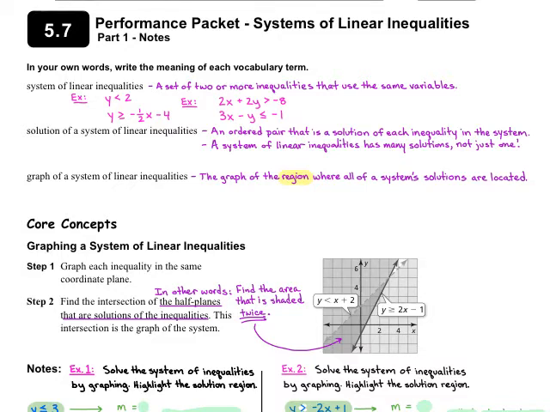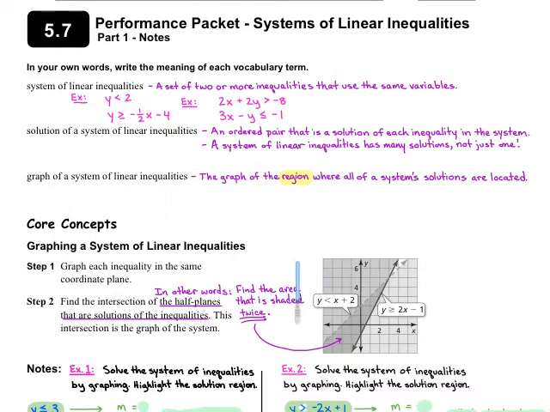Okay, so the other two definitions, a solution, we know what a solution is. It makes the inequality true. Remember, we're talking about a solution to a system, so it can't just be a solution to one of the inequalities. It has to be a solution to each inequality in the system. Now, we're typically going to just look at systems that have two inequalities, but you could have 3, 4, 5. There could be a lot of inequalities. You would just graph them all, look for the area that, if you have 3 inequalities, you would look for the area that's shaded 3 times instead of 2 times. It's that simple, okay? And like I said, the graph of the region where all of a system's solutions are located, that is the graph of a system of linear inequalities.